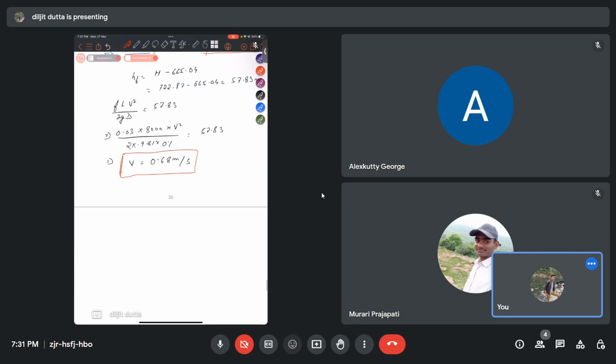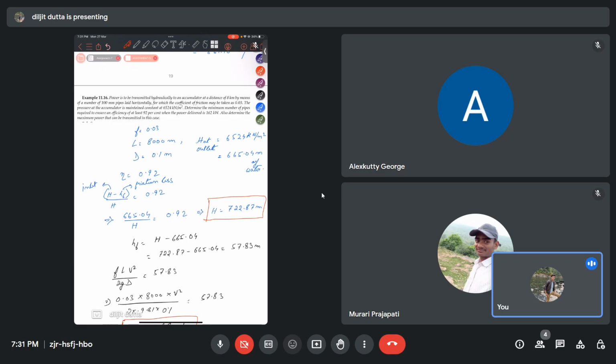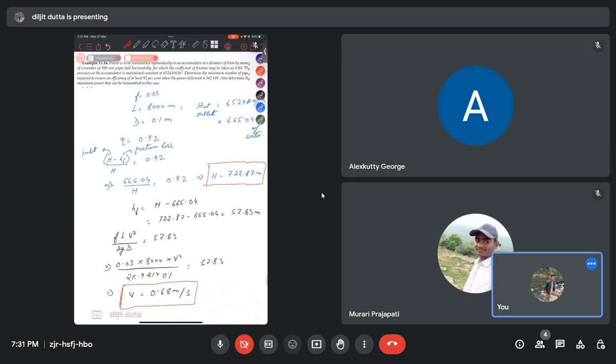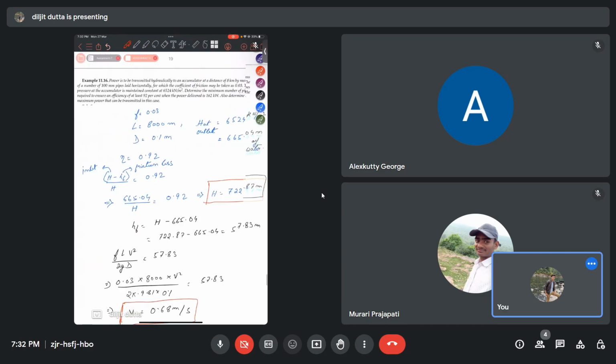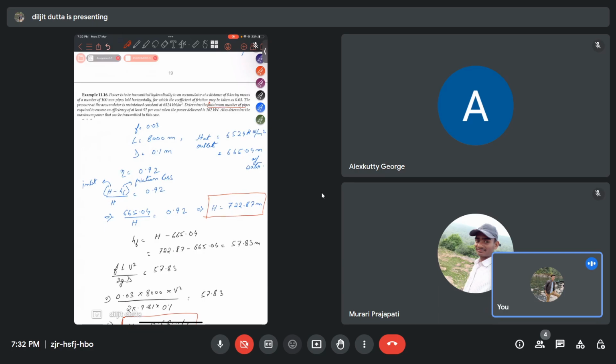So the power transmitted, what we have to find: determine the minimum number of pipes required when the power delivered is 162 kilowatt. The power transmitted in kilowatt is given by WQ into H minus HR divided by 1000, because we have to find it in kilowatt. W into Q is the weight of the water, and H minus HR is the head. So we have to determine the minimum number of pipes required.